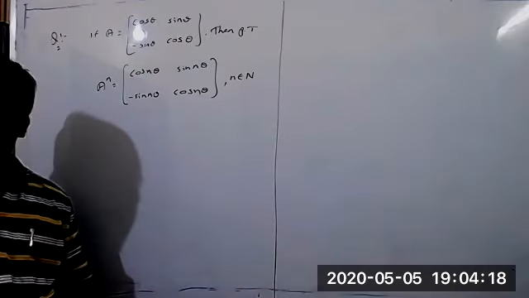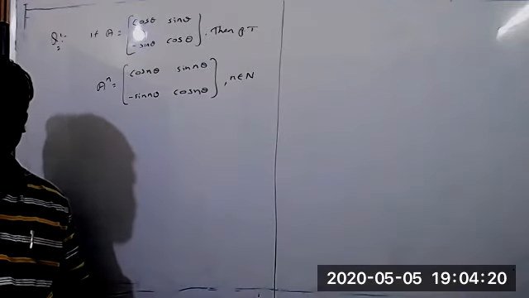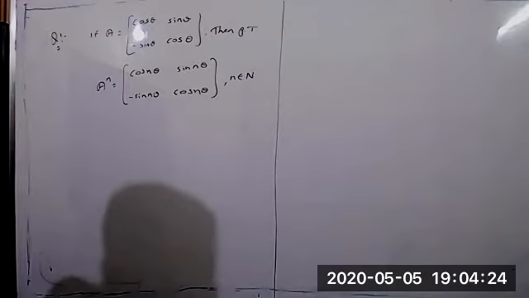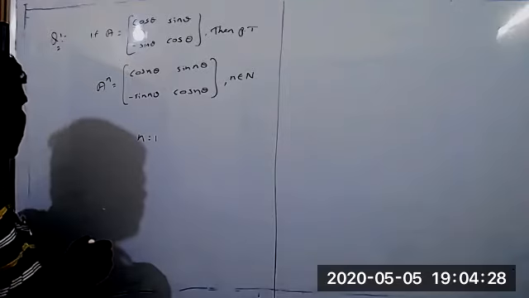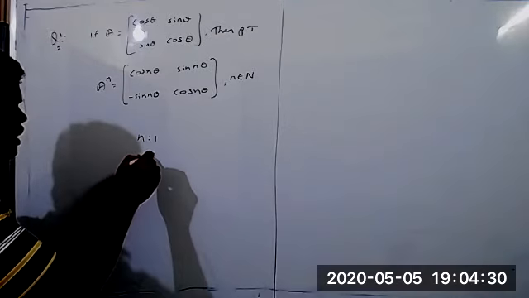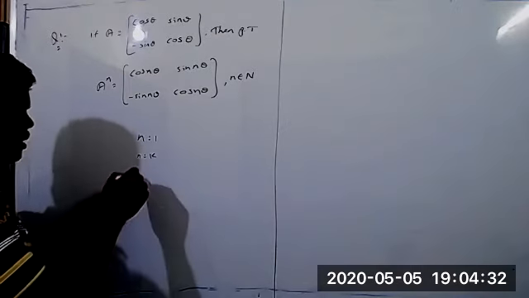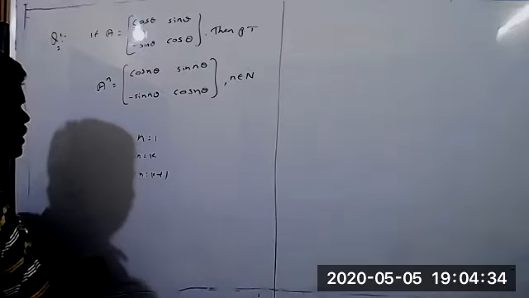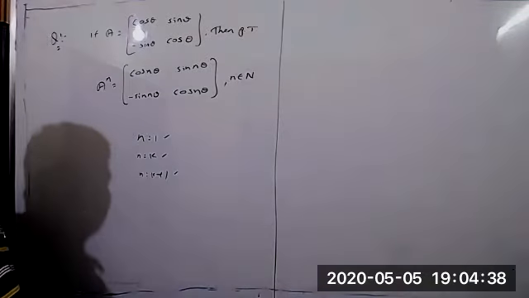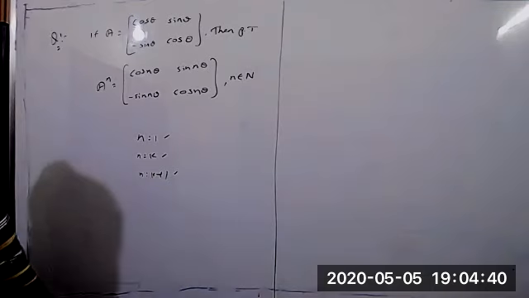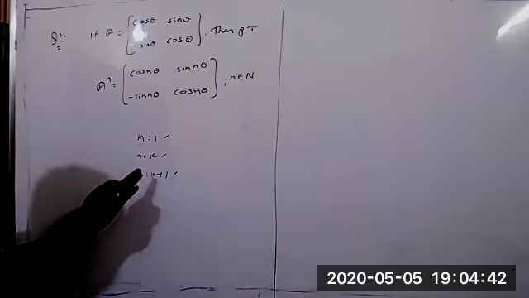But if you come to mathematical induction now, what are the conditions we have? I think last week we learned that clearly. First we have to take n equal to 1. Next we take n equal to k. Next we take n equal to k plus 1. If these three conditions are satisfied, then we can say clearly that it is true by the principle of mathematical induction.